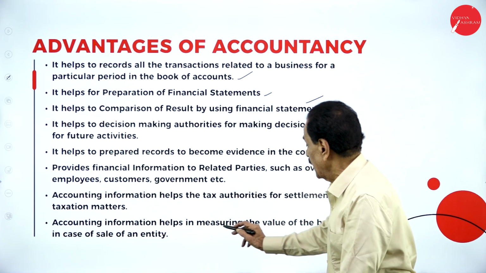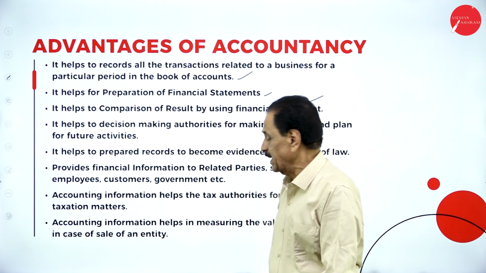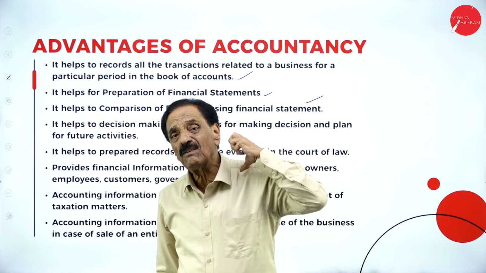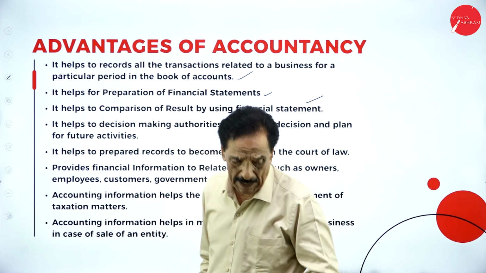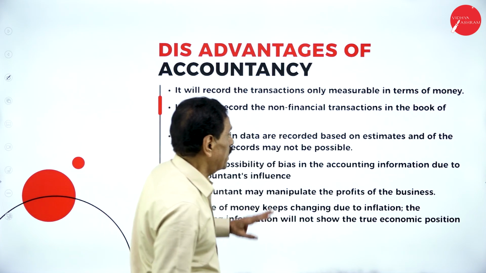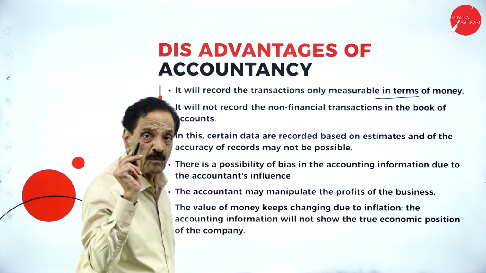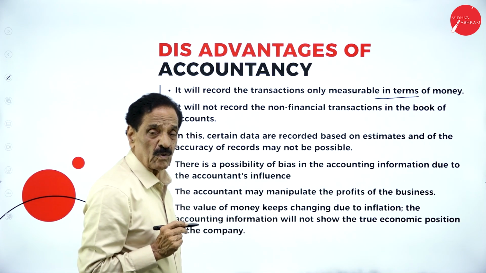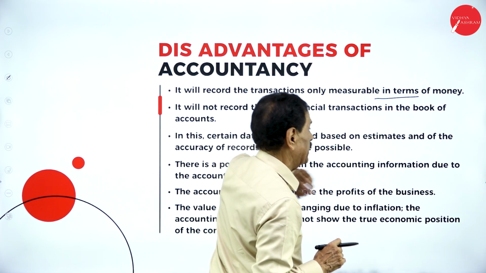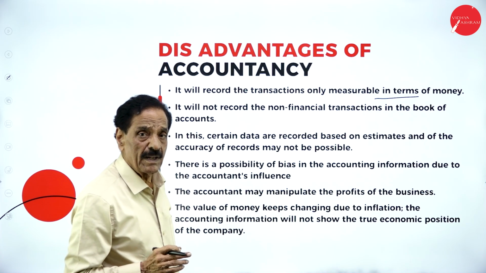Accounting information helps in measuring the value of the business in case of sale of an entity. If they want to make a sale, the records show the value of the particular assets and liabilities. Disadvantages: it records only what is measurable in terms of money. It will not record non-financial transactions. It will enter only financial transactions; non-financial transactions will not be entered.